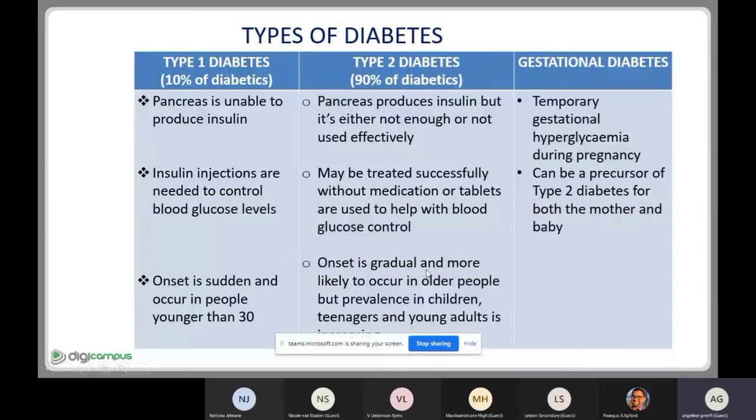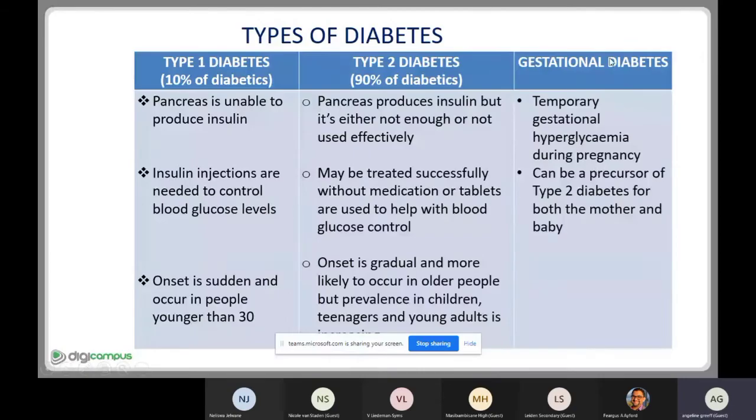When we look at type 1 diabetes, it's sudden, and here it's gradual and more likely to occur in older people. So this is more prevalent in older people, but because of lifestyle and the Western diet, etc., we see that it is becoming more prevalent in children and teenagers as well, and now also in young adults.